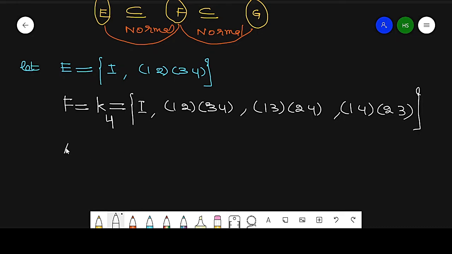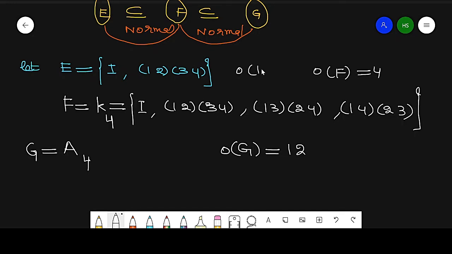And after that A4. So this is the product of even transpositions. So this is taken as the G group. So what is its order? The order of G is 12. And what is the order of F? The order of F is 4. What is the order of E? Which is equal to 2.